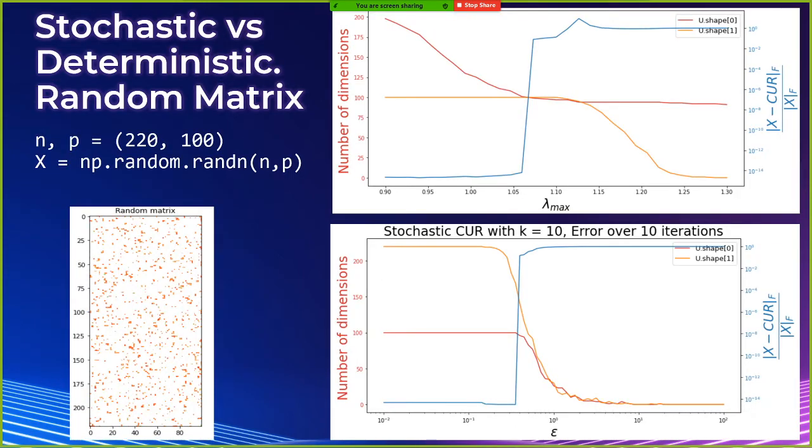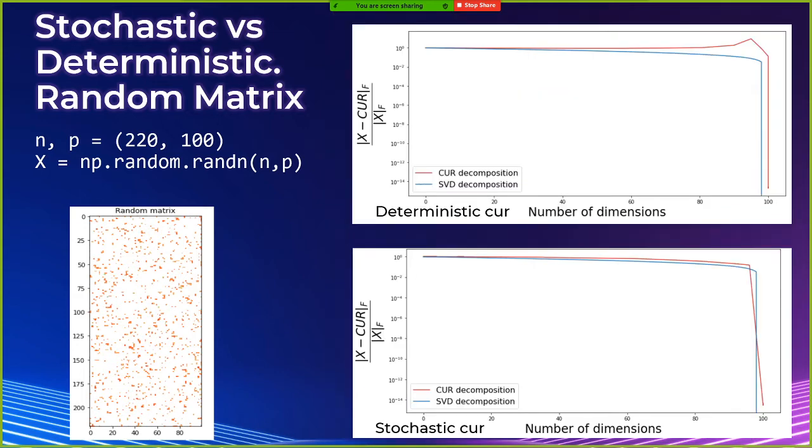Finally, we investigate the case of a random matrix. Needless to say, the approximation converges only after we reach the minimum dimension of the initial matrix because this matrix is full rank. Again, we show an expected result of comparison with SVD.